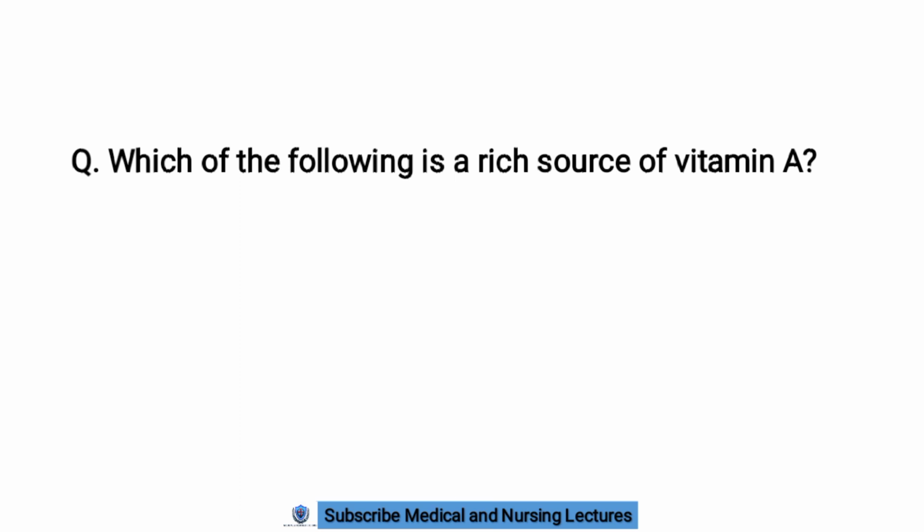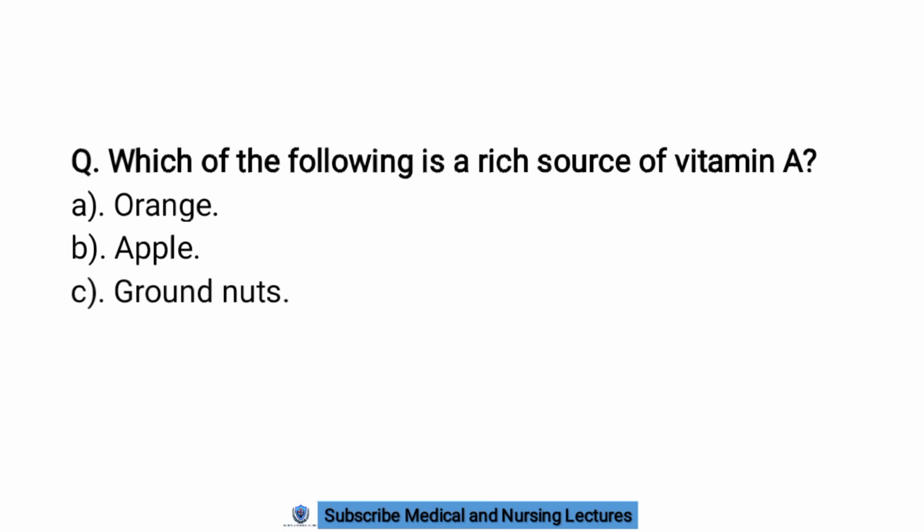Which of the following is a rich source of vitamin A? Orange, apple, groundnuts, or apricots? Here the correct option is option D, apricots is the rich source of vitamin A. Although the carrot is also a rich source of vitamin A, the apricots also have a lot of vitamin A.